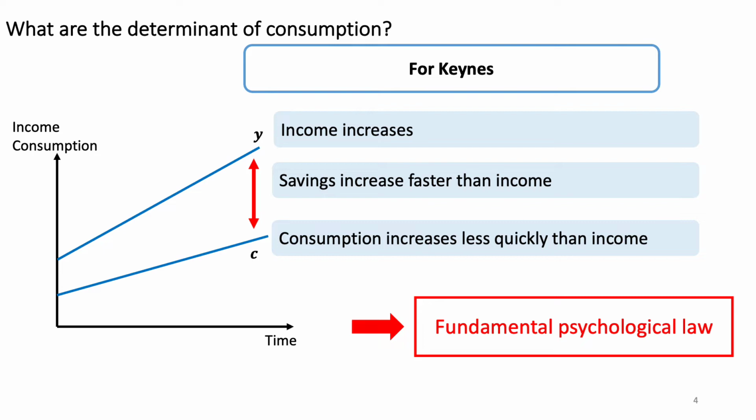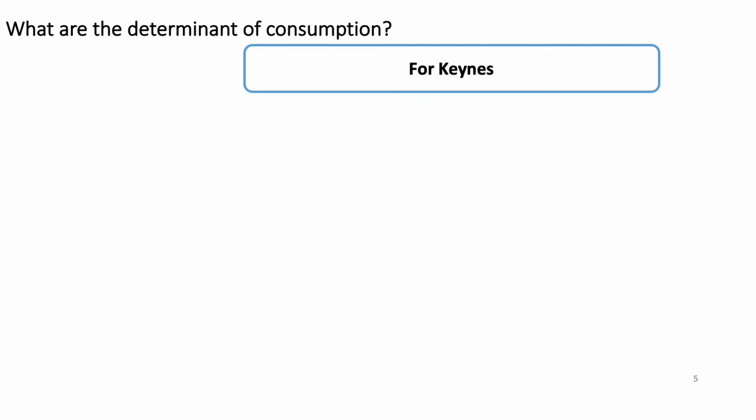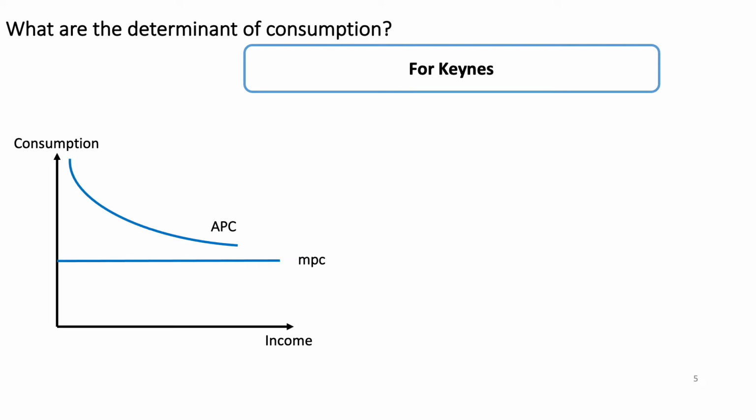The fundamental psychological law is directly given by the Keynesian consumption function. Again, consumption increases when the income increases, but less quickly. Another way to represent this fundamental psychological law is to represent the average propensity to consume, APC, and the marginal propensity to consume, MPC, on the same graph. The APC decreases with income, so the share of consumption in income decreases and tends towards the MPC.